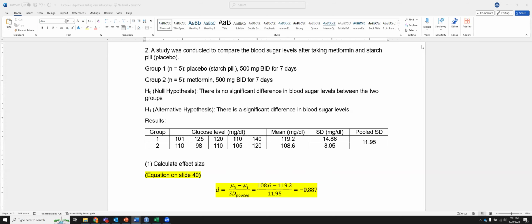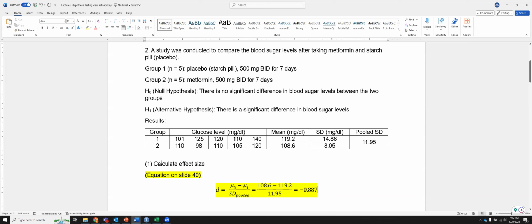In this video, I'd like to go over question number 2. Question number 2 talked about the study conducted to compare the blood sugar level after taking metformin or the placebo. Group 1 is the placebo and group 2 is metformin over here. For each group, we have 5 subjects, so their corresponding glucose level has been measured. We also have the mean and the SD and also the pooled SD.